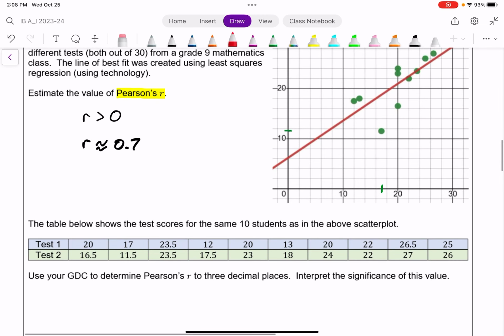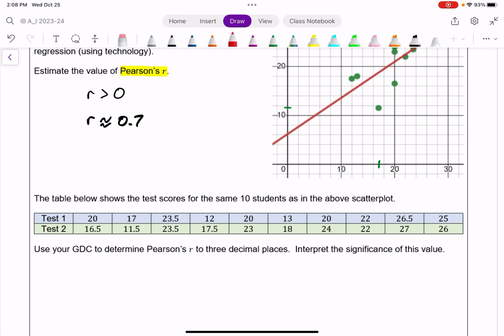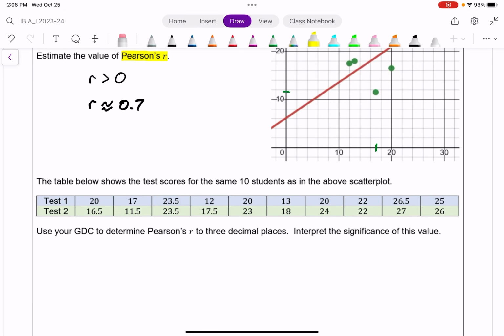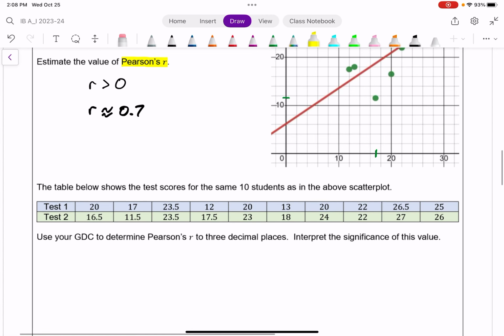Now let's actually figure out what it is using technology. And so for this, you need to be familiar with your GDC, but these are the actual scores for the 2 tests for these 10 students. And so these are all the scores for one test, and these are the scores for the second test for the same students. So for example, I can see this student here scored 20 out of 30 on the first test and 16.5 out of 30 on the second test.